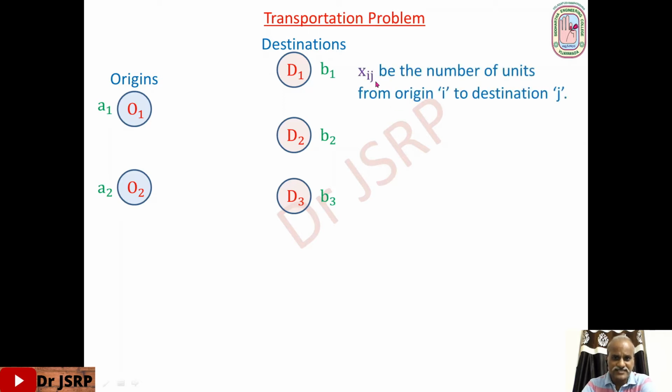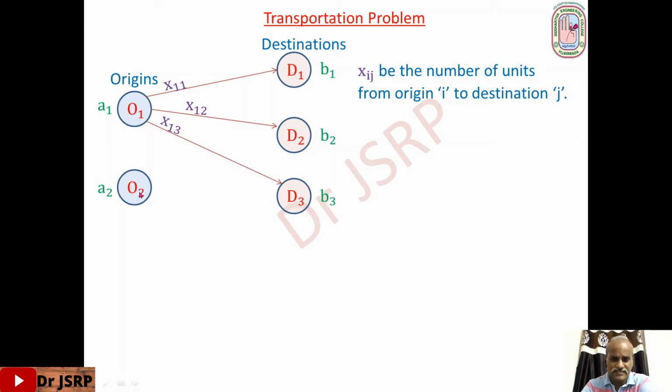So let xij be the number of units to be transported from origin i to destination j. Here we have two suffixes. The first suffix represents origins, the second suffix represents destinations. From first origin to first destination, x11 units. From first origin to second destination, x12 units. From first origin to third destination, x13 units. These are the decision variables for the first origin.